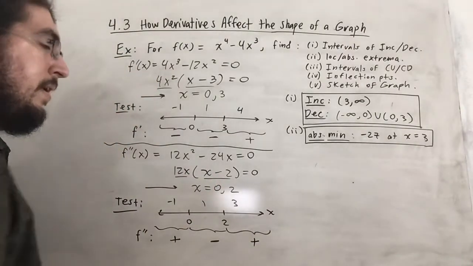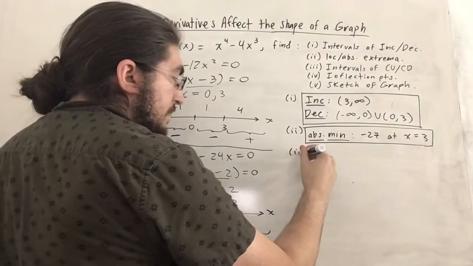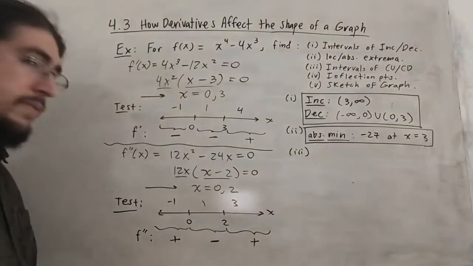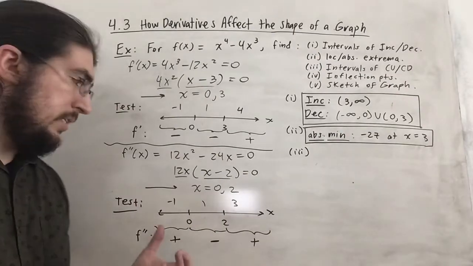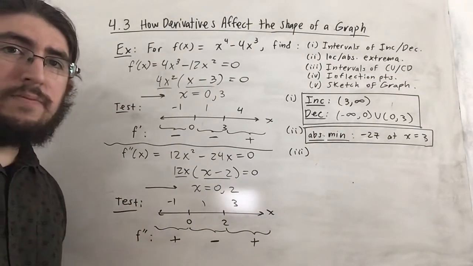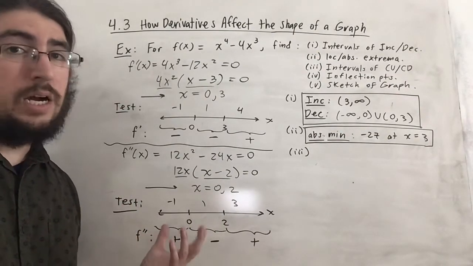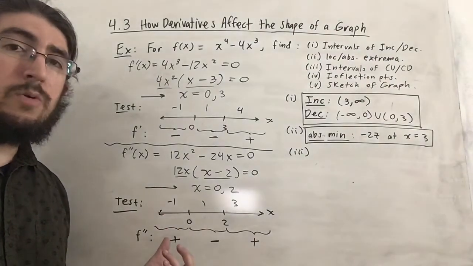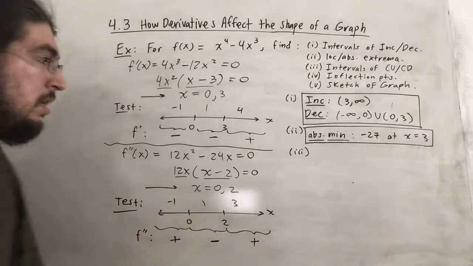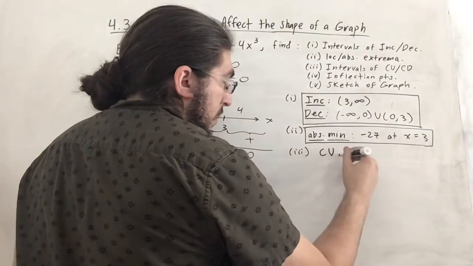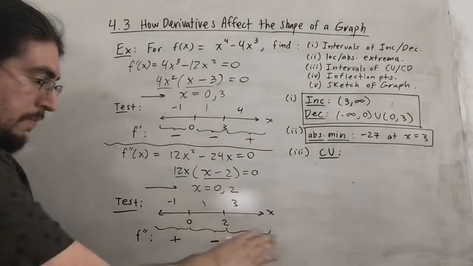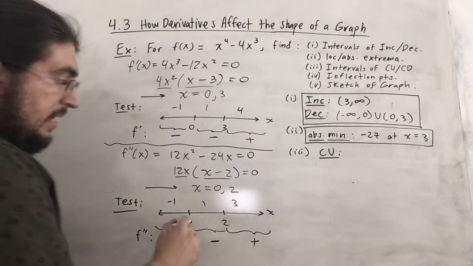Good. So what we've discovered from this is, remember the test for concavity that I mentioned to you earlier. When the second derivative is positive, it's concave up. Where the second derivative is negative, it's concave down. So for our interval of concave up, we have the pluses. So negative infinity to 0.